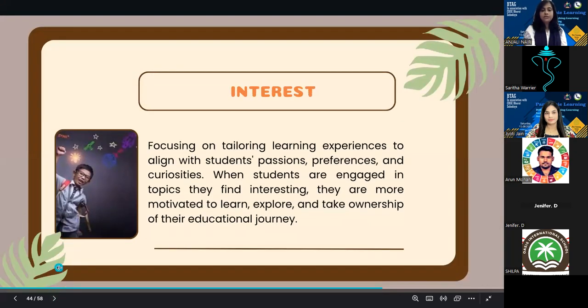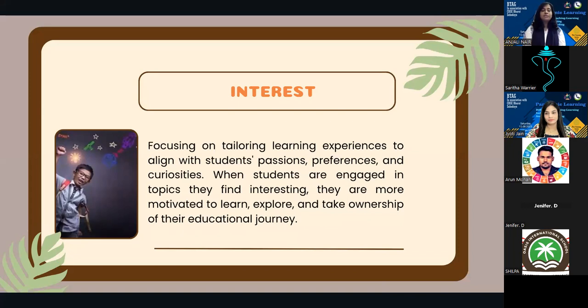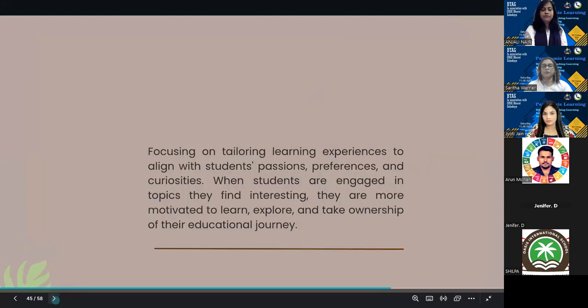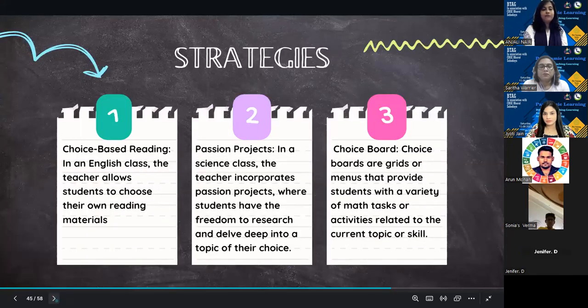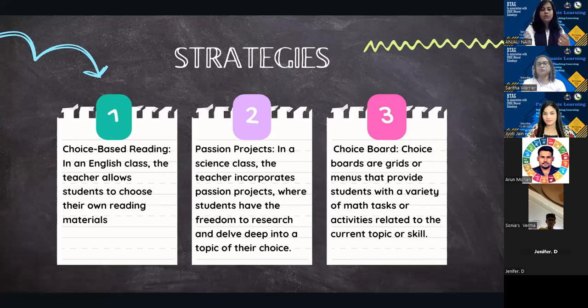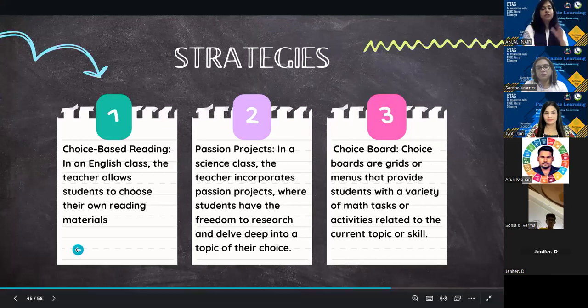Then comes interest. When the students are engaged in topics they find interesting, they are more motivated to learn. So we have to focus on learning experiences that align with the interests of students in your classroom. For example, you can have choice-based reading in the English classroom. You can have passion projects based on their interest in the science classroom. And then you can have choice boards, a menu of activities from which the child can choose the activity of his interest for the current topic or skill. This can be applicable for any subject.